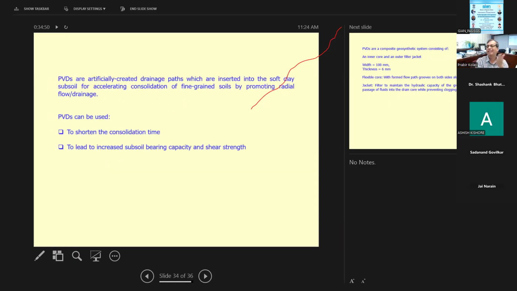So again, the idea is the same. PVD for fine grained soil. The idea is that it can shorten the consolidation time and lead to an increase of subsurface bearing capacity, because the water is going out, pore pressure is reduced, effective stress increases, bearing capacity increases, and shear strength increases.